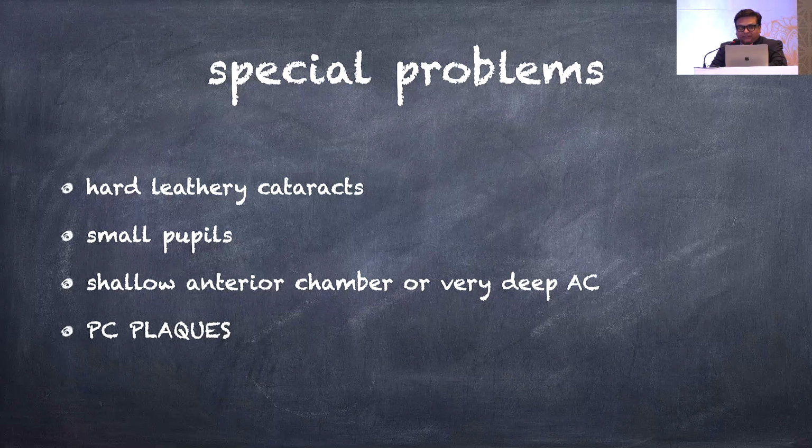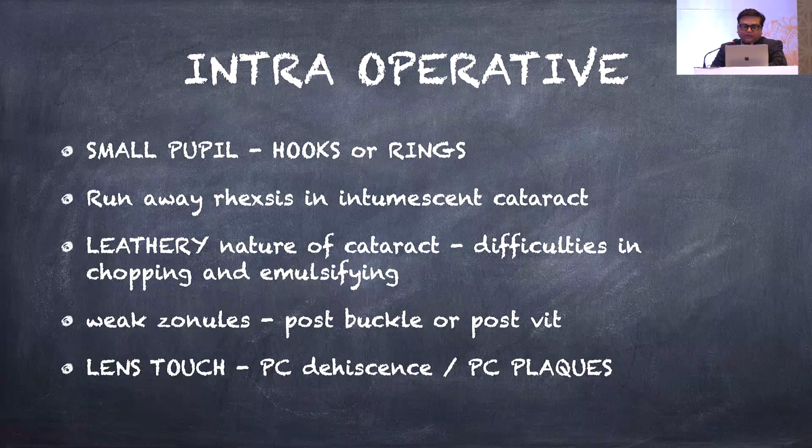What are the special intraoperative problems when you are doing the surgery? If it is an oil-induced cataract, then the cataract will be very leathery and hard. You'll have small pupils because of the synechiae already, if the patient has undergone surgery. The anterior chamber can be very shallow in an oil-filled eye, or very deep in high myopia patients. There will be PC plaques if there is a lens touch, or if it is an oil-induced PC thickening. These are the main intraoperative problems we need to deal with.